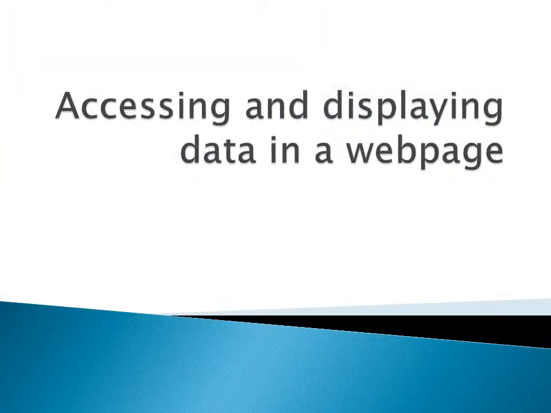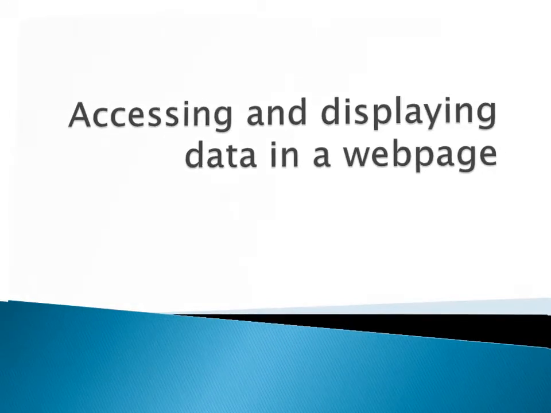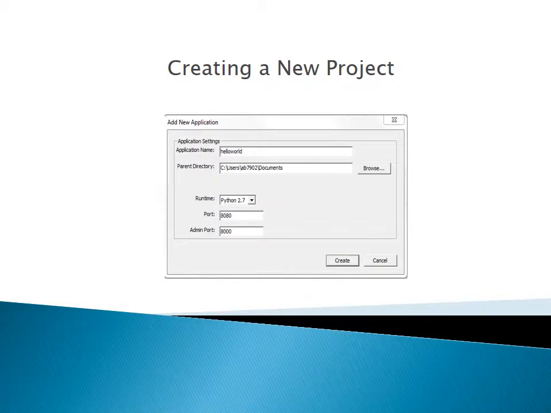The third of the 6 topics that I'll be covering is accessing and displaying data in a web page. The first thing I had to do was create a new project. I did this by opening the Google App Engine Launcher software and adding a new project. I then had to select an application name and give the application directory. I then press Create.